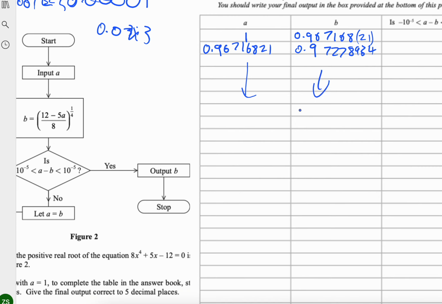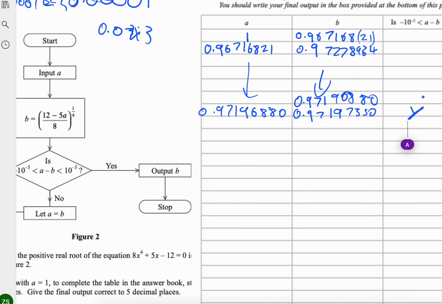Eventually you will get to the sixth B value. The sixth B value will be 0.971968880. When you move it over here, 0.971968880, and the corresponding B value you will calculate is 0.9719750, and when you subtract them, you get a value that is less than 1 times 10 to the minus 5.